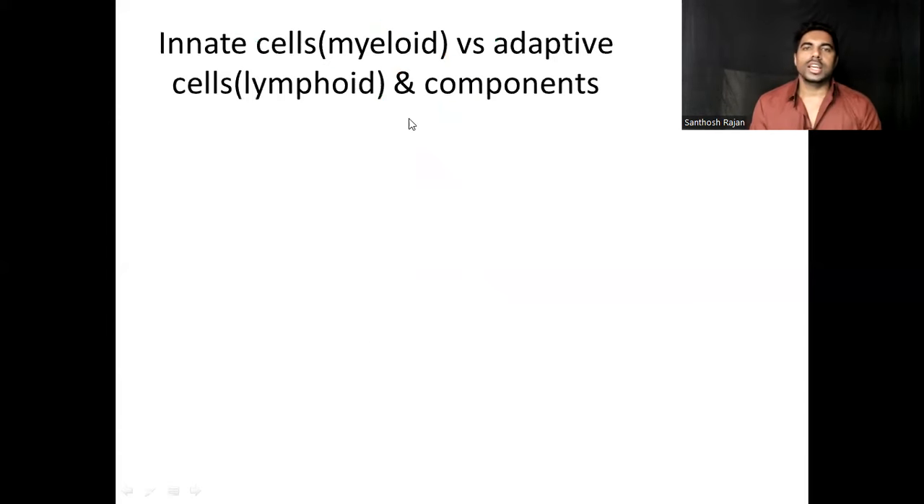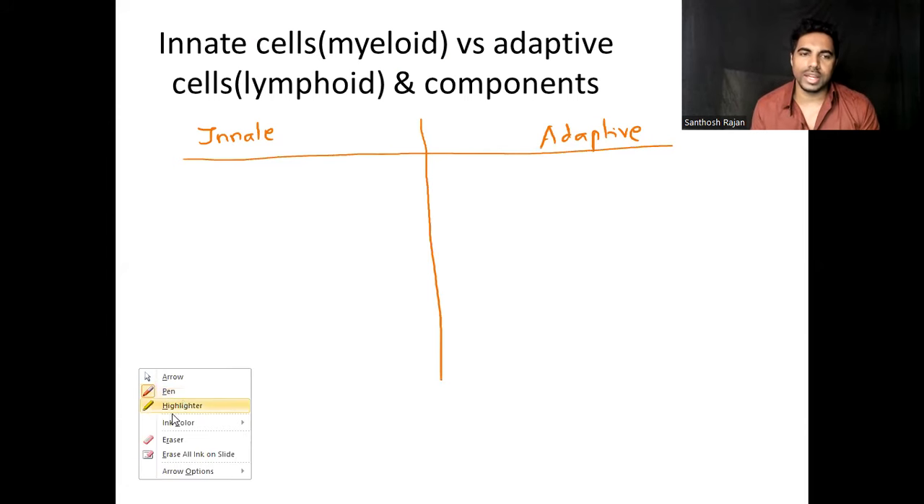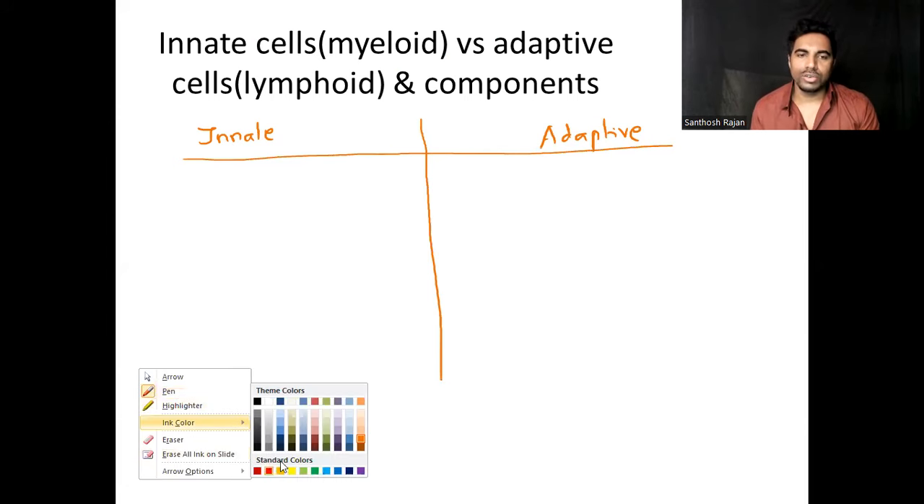Now, next, innate and adaptive cell components. Now, this question can be asked. This is very important also. So there are some innate cells, and then there is adaptive immunity. There are different types of cells and different types of systems that work for each. As I told you, for the innate system we have the physical barriers, which we have already spoken about. Apart from that, there are a few things which are much more important here.